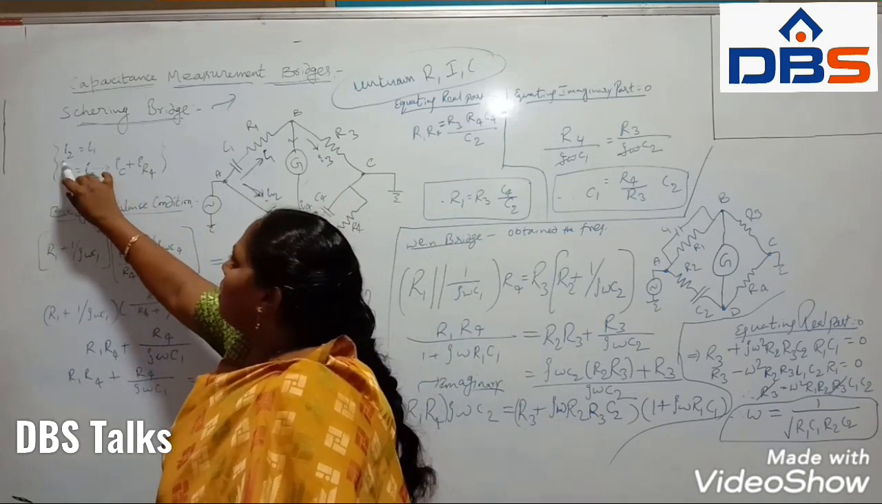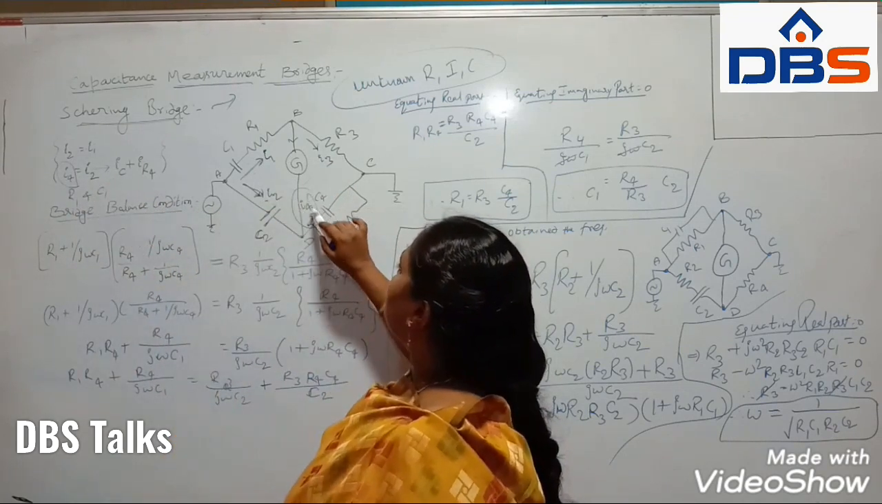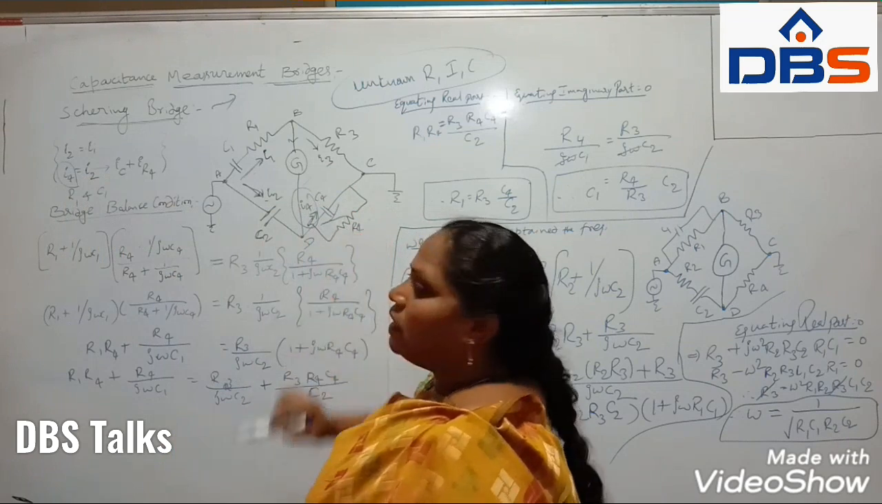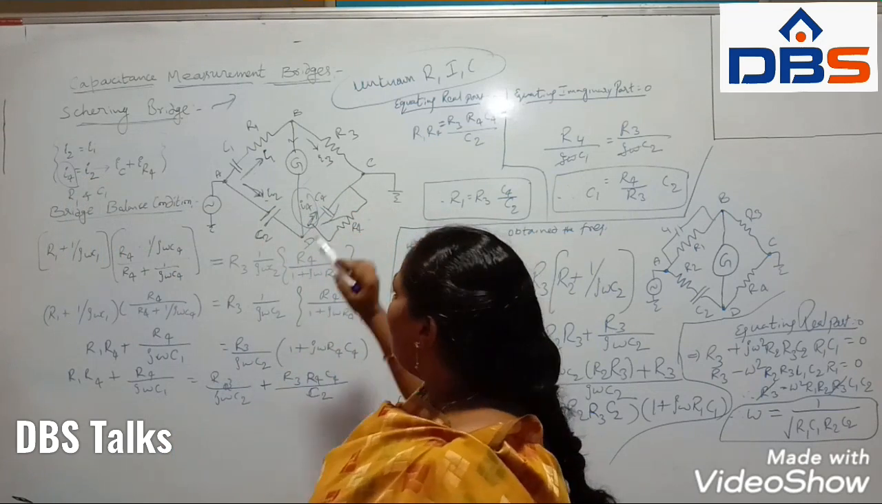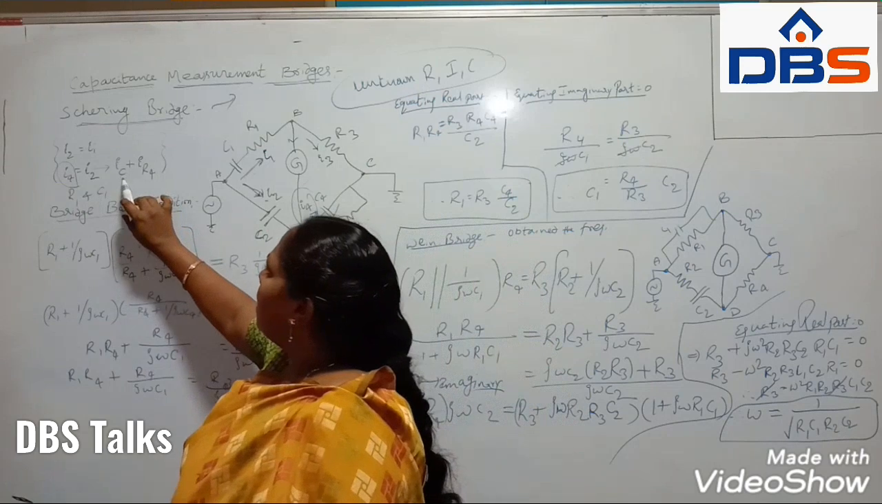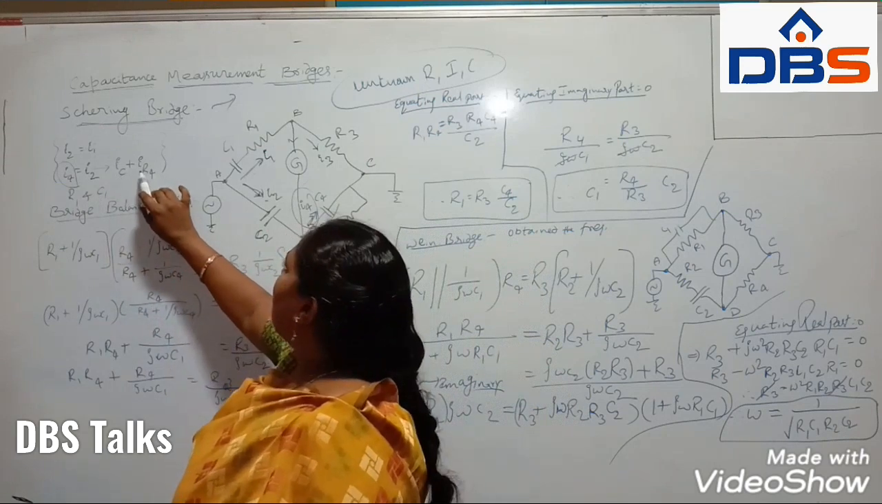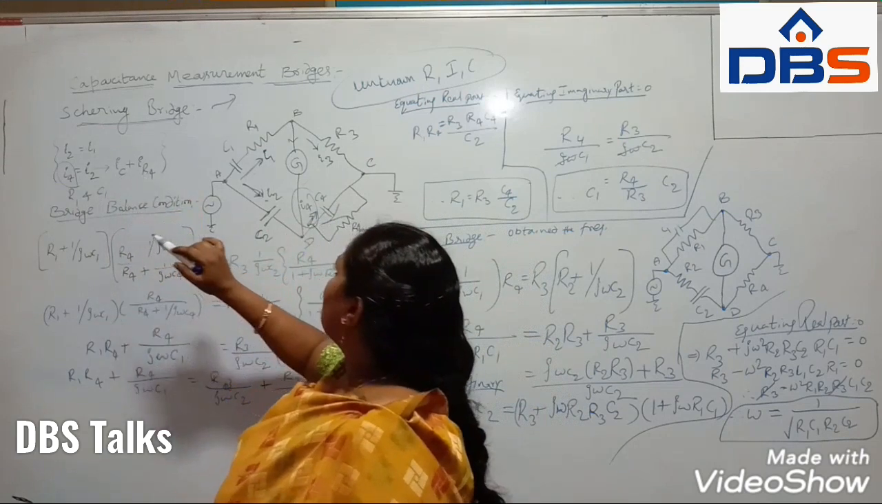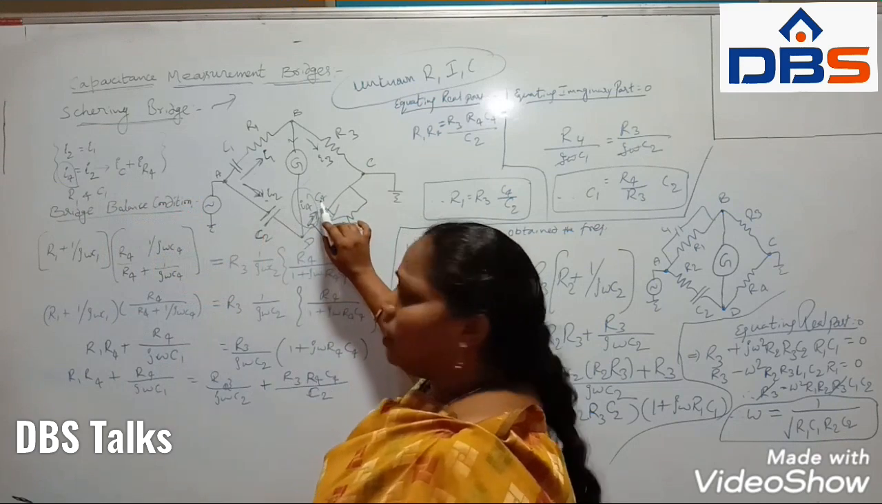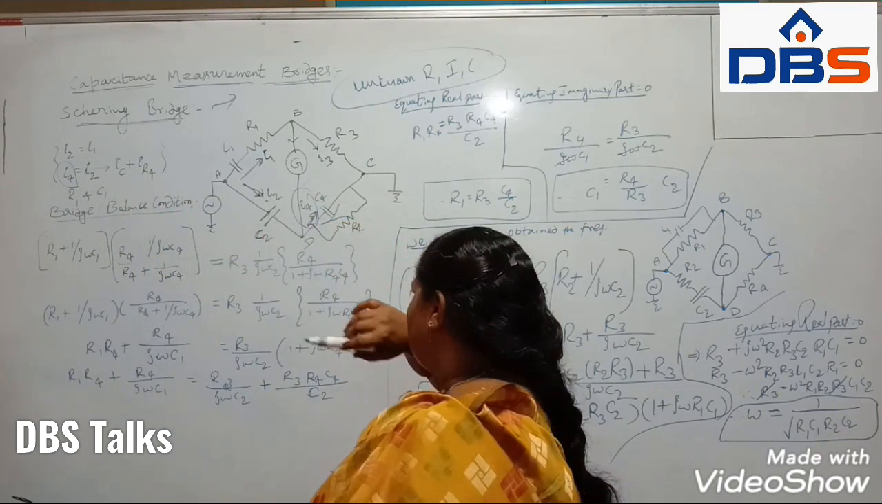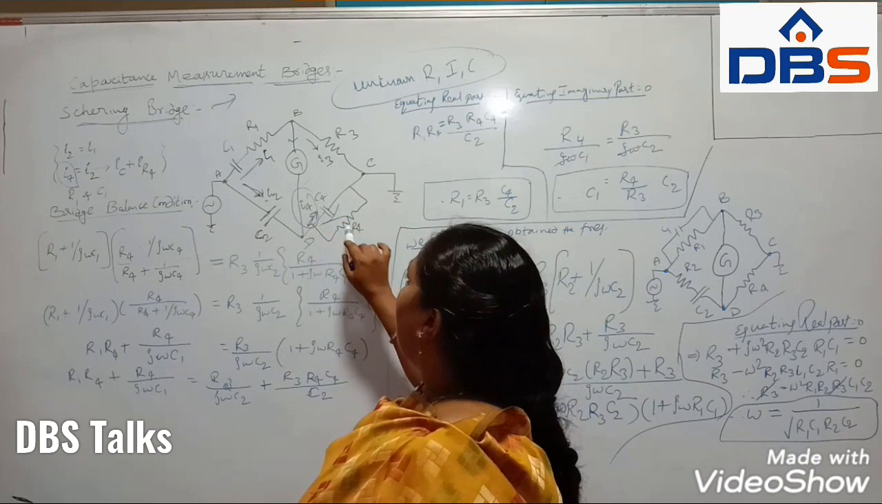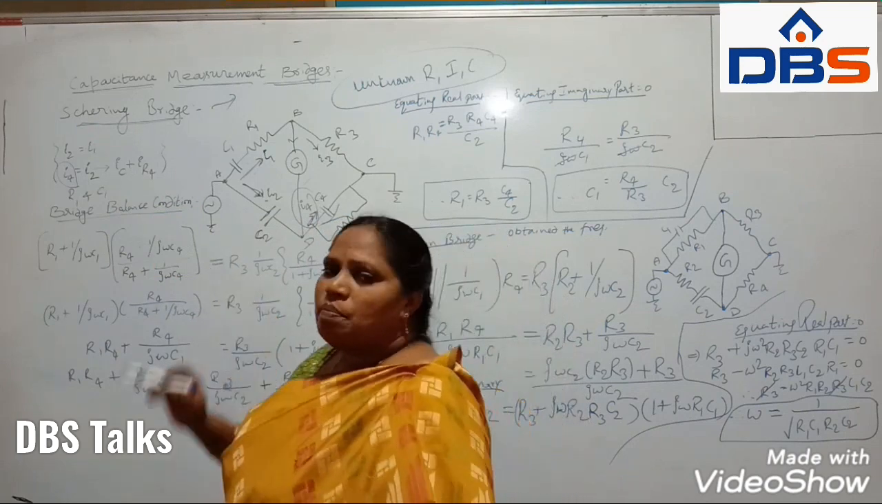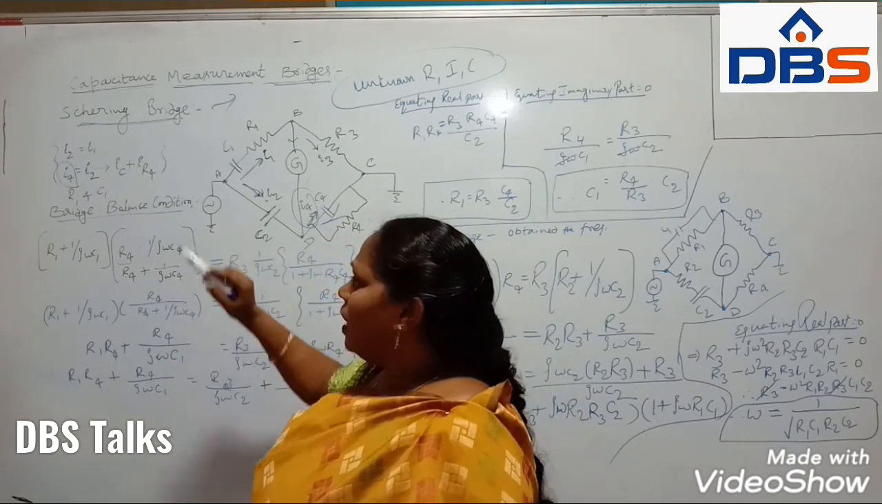But I mentioned here the I4 current is split into the capacitor and the resistor. So that's why I will take IC plus IR4. So that means here I covered R4 and C4. Next, what is the balanced bridge condition?